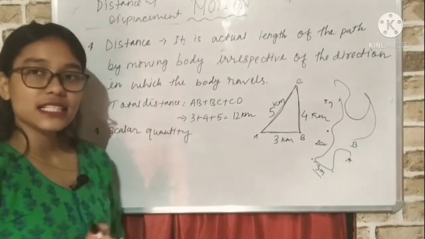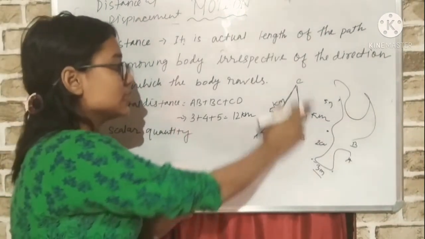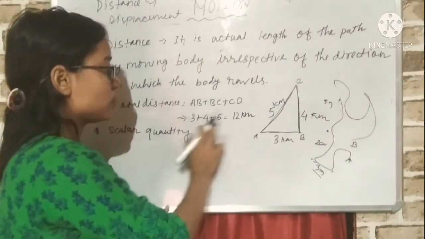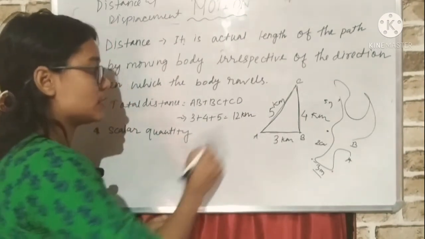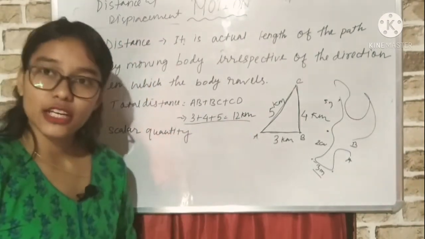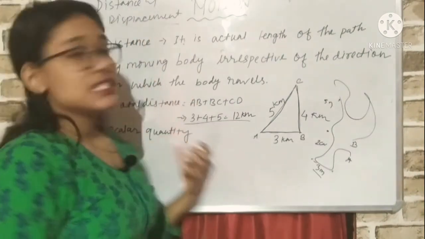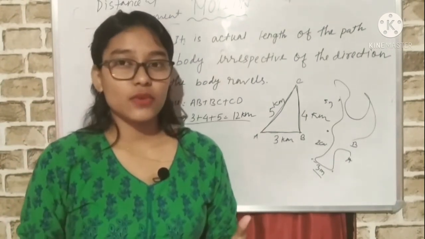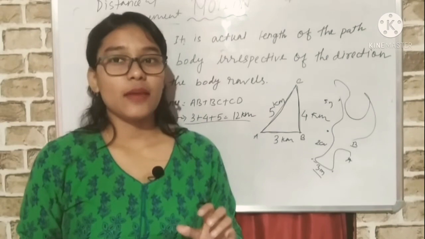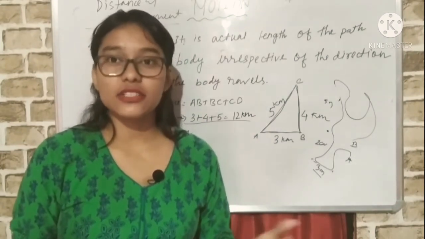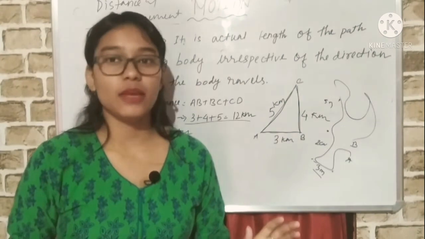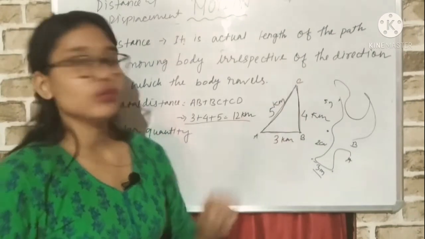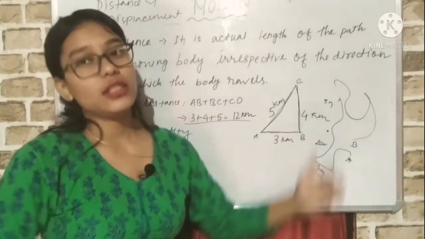To find the total distance, what will I do? I will add up these three lengths together. AB equal to 3 km, BC equal to 4 km, CA equal to 5 km. So the total distance is 12 km. Now it is a scalar quantity. So what is the difference between a scalar and vector quantity? The scalar quantity is independent of direction. Direction doesn't matter. So here also direction doesn't matter, from which direction it is moving. We can calculate the total distance by adding up all the small lengths.